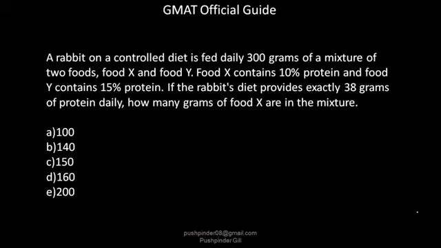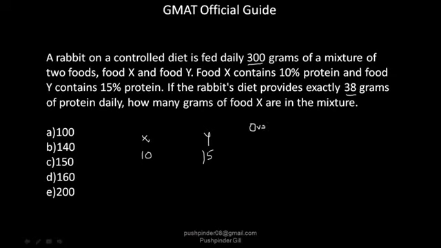Now you have very well identified, alright, what thing is common in both of them? Protein and protein. So I know that I'm going to use allegation on protein. Alright, so there is food X here and there is food Y here. It has 10% protein and it has 15% protein. So I just need the overall part and I will be able to get the answer. Now how much protein is overall? If the rabbit diet provides exactly 38 grams of protein, out of how many grams? Out of 300 grams. So since these are percentages, I have to make it again a percentage.